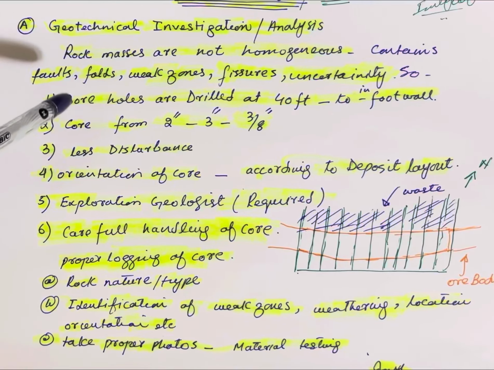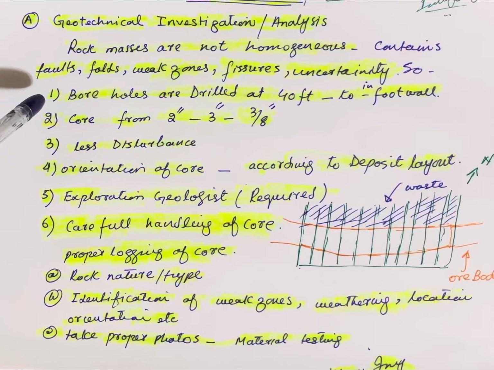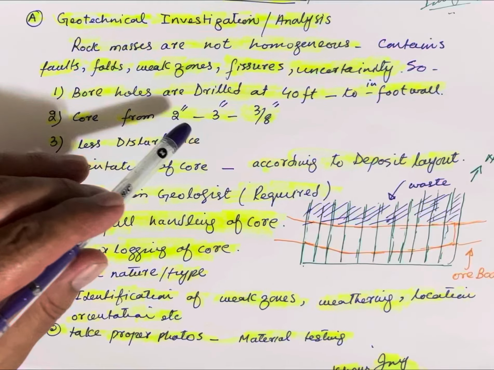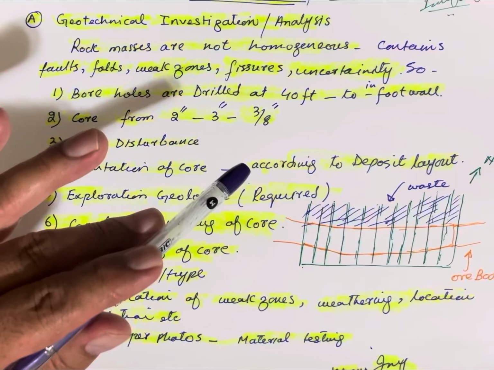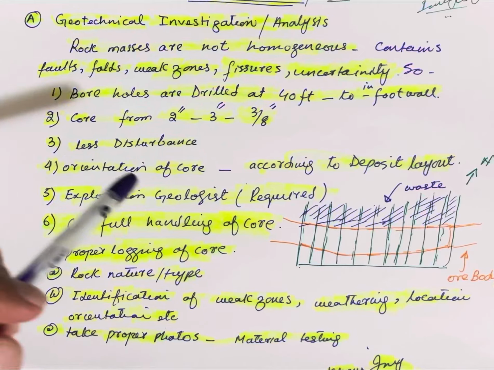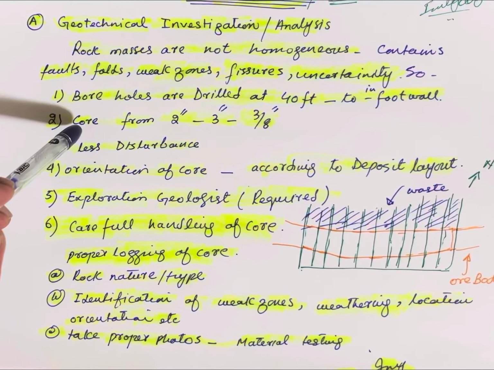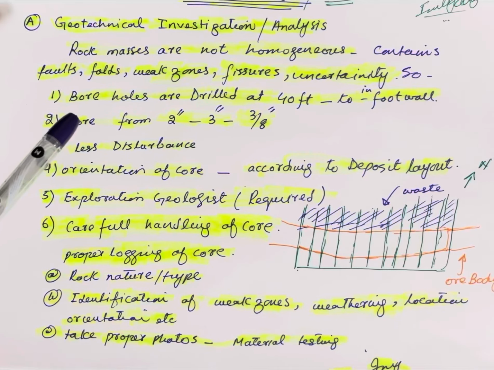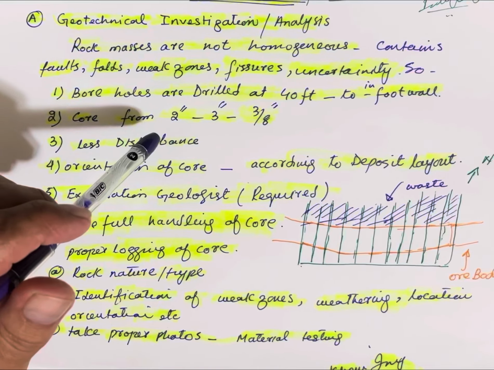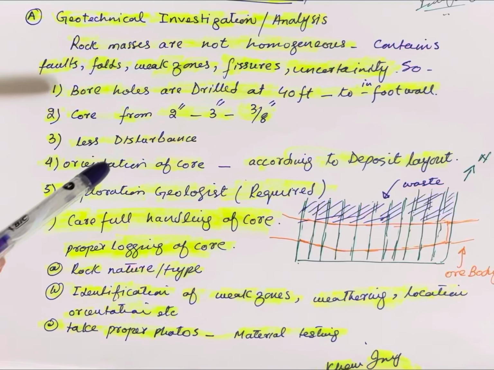Water accumulates there and creates pressure. This is the introduction to geotechnical analysis. We drill boreholes, at least in the footwall of the deposit. This is for surface mining, not for underground. The core of the hole when we drill is usually from 2 inch to 3 inch, 3 by 8 inch.